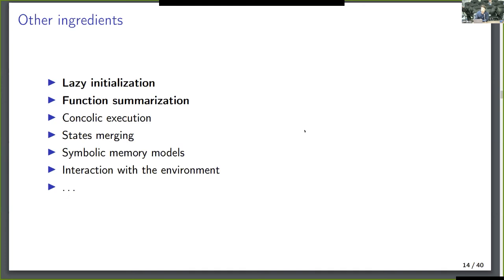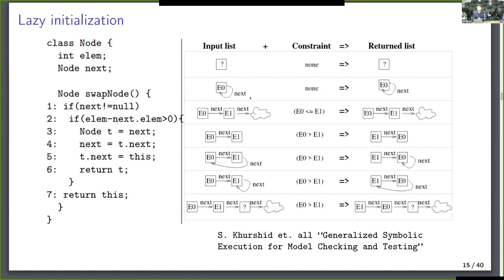But right now, I will talk about two techniques that matter in the future part of my talk. And these are lazy instantiation and function summarization. Well, what is lazy initialization? This is a technique that was proposed in this paper. It allows us to support programs with pointers in symbolic execution. So for instance, here we might have a program that traverses some linked list structure, and we can have some symbolic pointer.